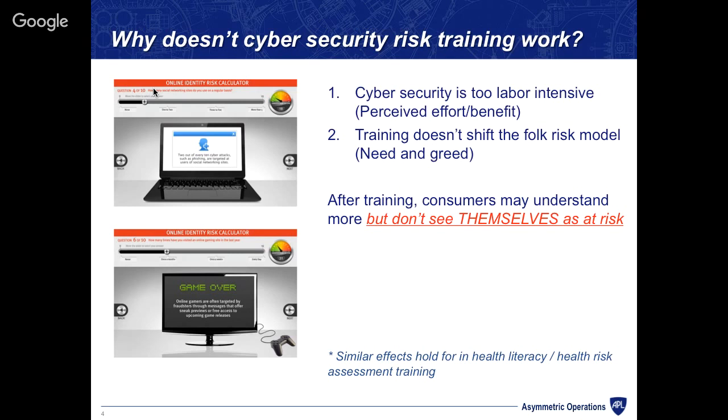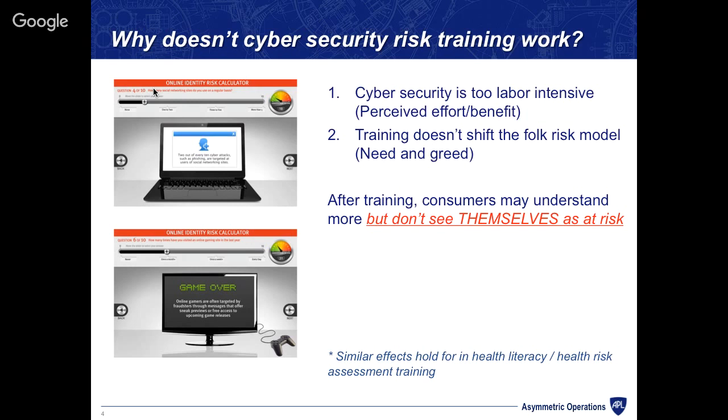Similar things hold true for health literacy, or health risk assessment training. Well, you know, 20% of white males over the age of 55 are at risk for a heart attack, but not me. You know, left arm shoulder pain is a sign of heart attack, but I've just been doing a lot of weight training lately.